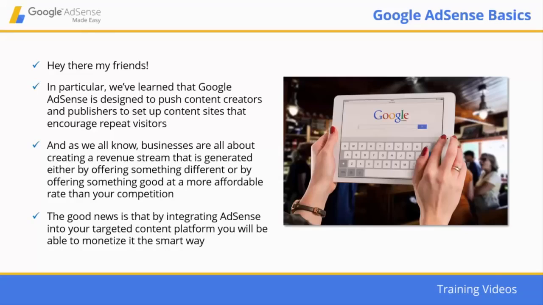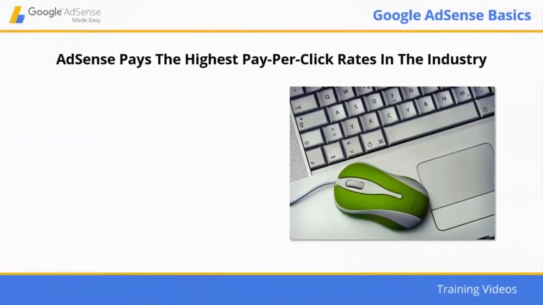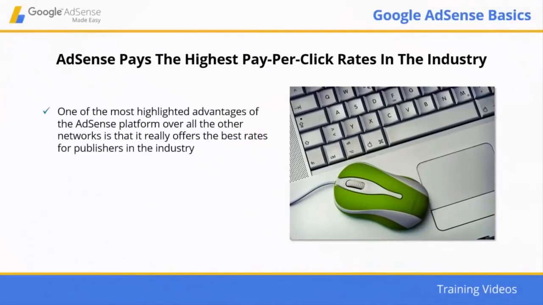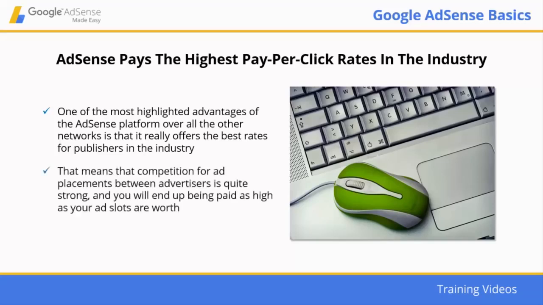Here is a list of the ways that AdSense has really helped us to make the most out of our own content sites. AdSense pays the highest pay-per-click rates in the industry. One of the most highlighted advantages of the AdSense platform over all the other networks is that it really offers the best rates for publishers in the industry. This is because the Google Advertising Network is the largest ad network available, as well as the most popular, and it only allows top-notch content sites to join the network. That means that competition for ad placements between advertisers is quite strong, and you'll end up being paid as high as your ad slots are worth.